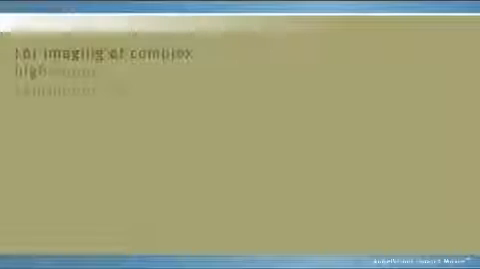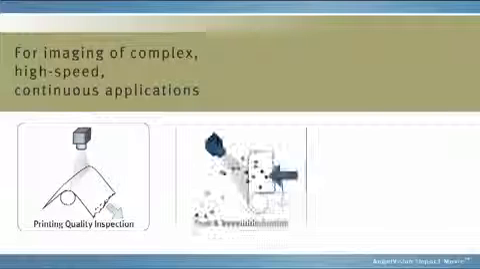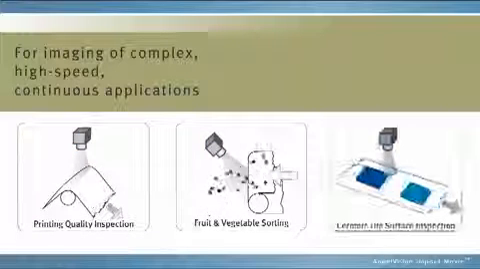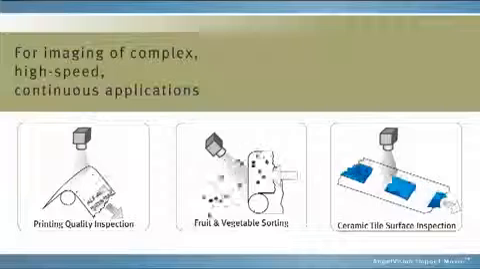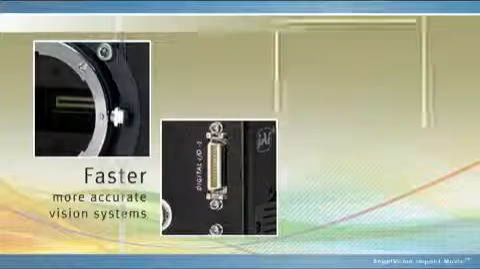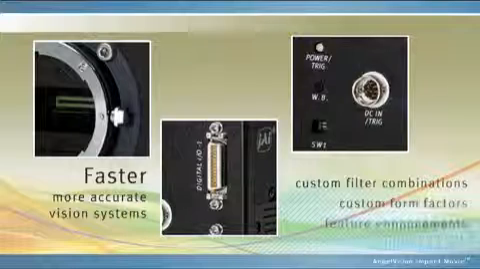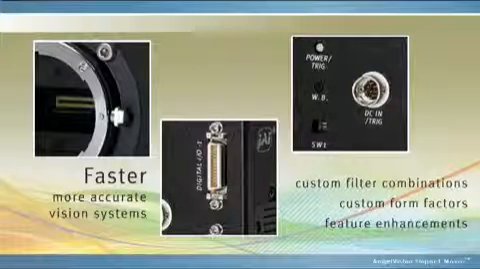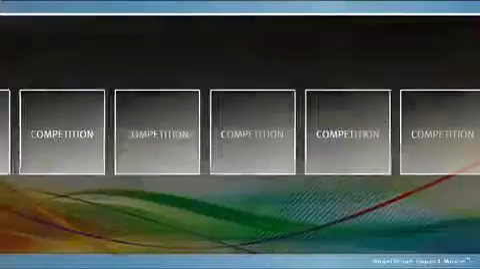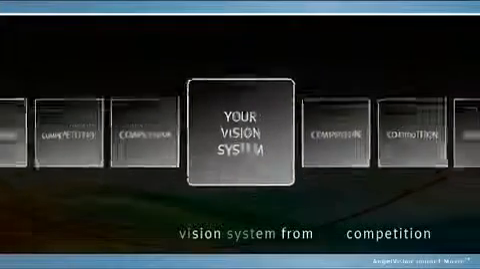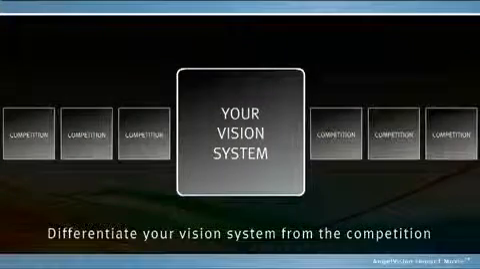That's why for complex, high-speed, continuous applications like print verification, food sorting, and tile inspection, you need a different line scan approach. One that supports faster, more accurate vision systems with a full range of flexible options to fit any application requirement. You need technology that can help you differentiate your vision system from the competition.